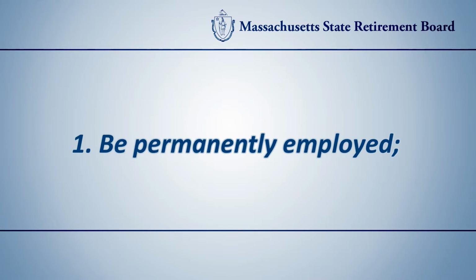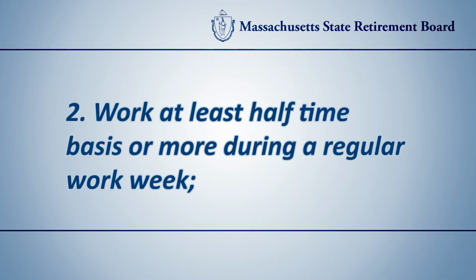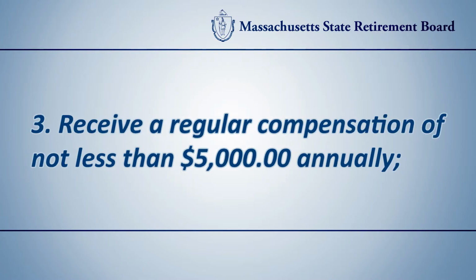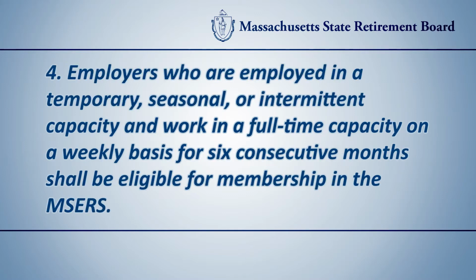1, they must be permanently employed. 2, work on at least a half-time basis or more during a regular work week. 3, receive a regular compensation of not less than $5,000 annually. And 4, employees who are employed in a temporary, seasonal, provisional, or intermittent capacity and work in a full-time capacity on a weekly basis for 6 consecutive months shall be eligible for membership in the MSERS.